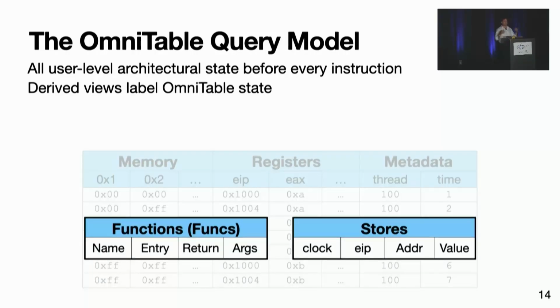So the OmniTable is taking this bottom-up approach of building abstractions using this relational modeling, whereas prior tools took a top-down approach of essentially predefining a few views. And so that's where they're sort of inherently incomplete.